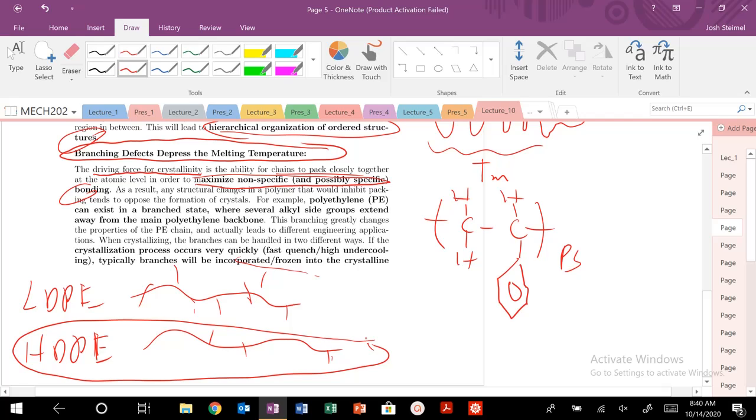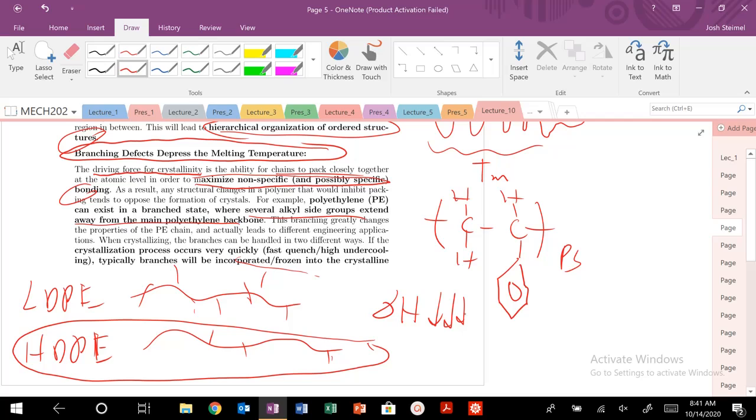When we have these branches, they're going to push away, and we're not going to be able to stack as efficiently. If we can't gain in these favorable non-specific or specific enthalpic interactions, then there's going to be less driving force to crystallize. So that is going to be one of the key concepts here in terms of the driving force to crystallize, and how that's going to affect the degree of crystallinity.